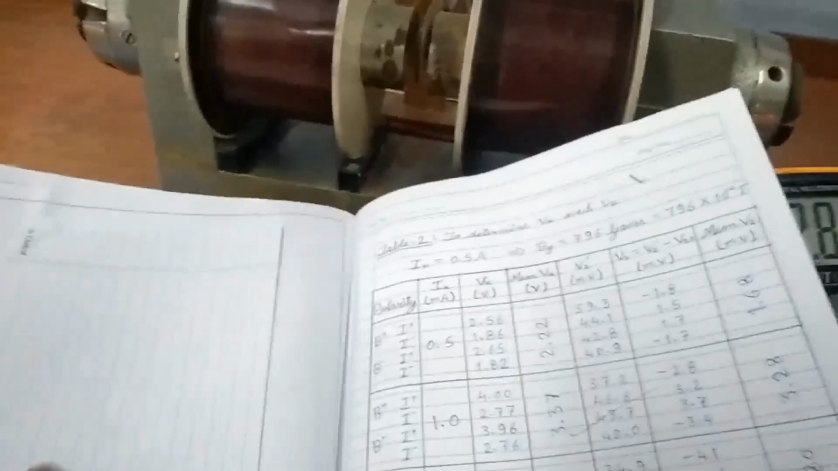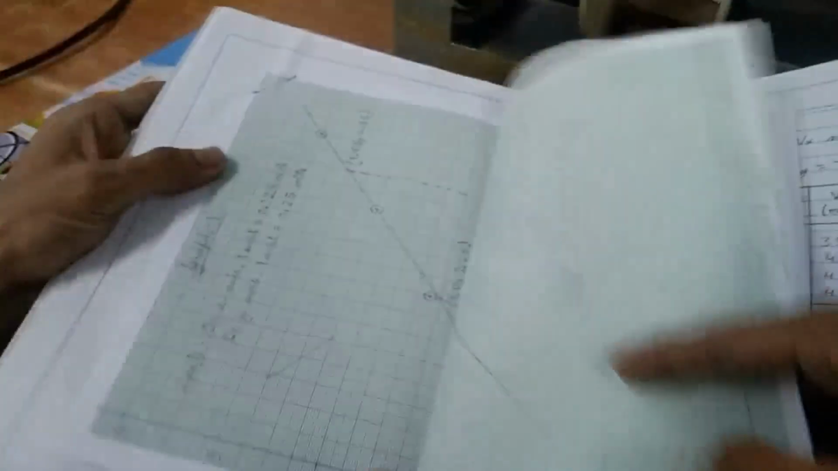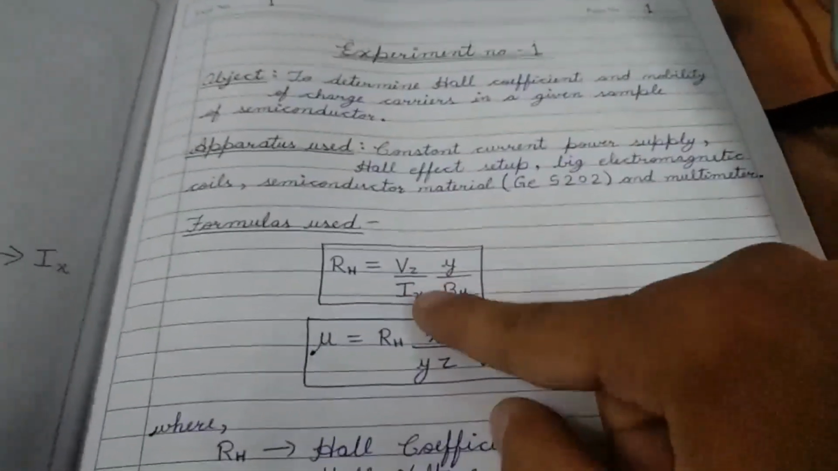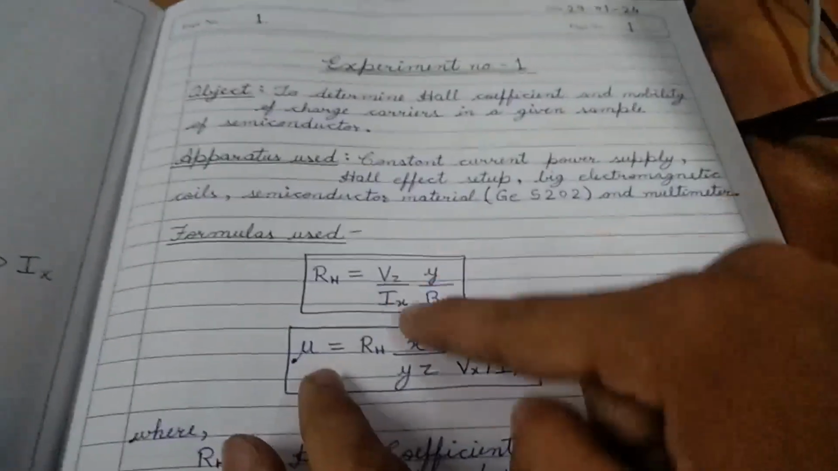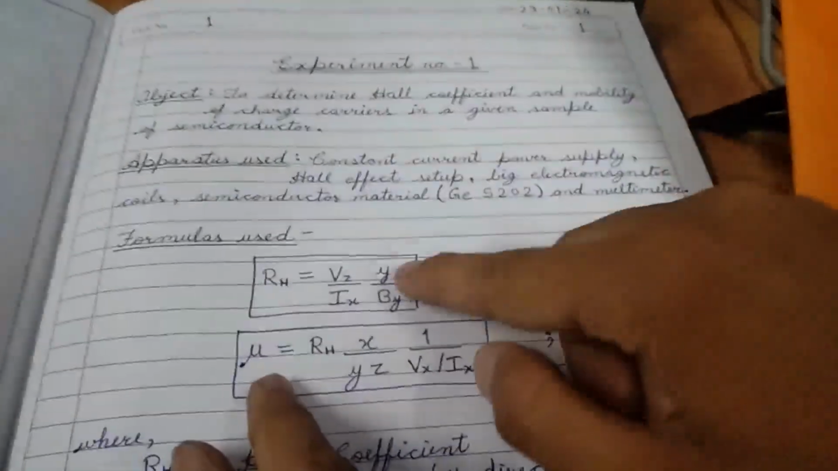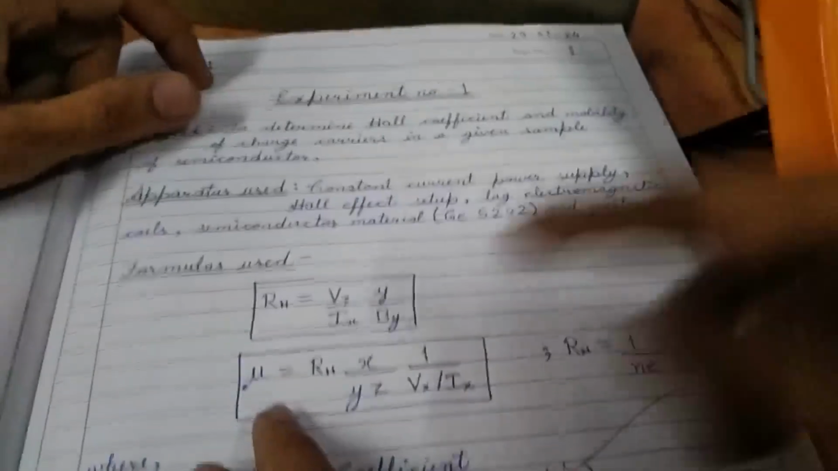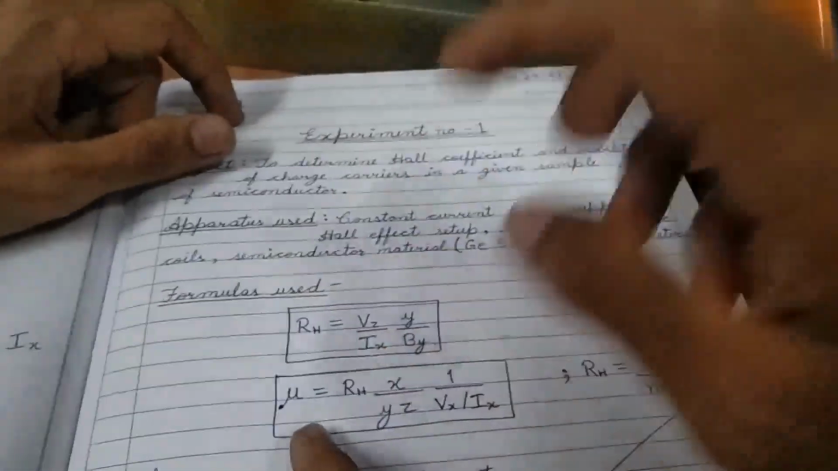Now the calculations part. For these last two tables we have to make two graphs. The first graph will be between Ix versus Vx, and one graph for Ix versus Vz. Okay, so here is our formula. Vz over Ix, from this graph we have to calculate the slope, and here y is the dimension of the semiconductor, and B is the given magnetic field. So this is how we have to calculate the Hall coefficient.